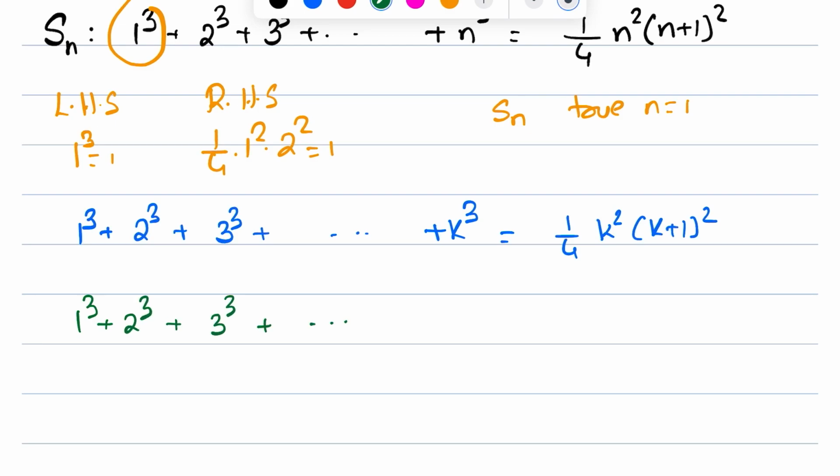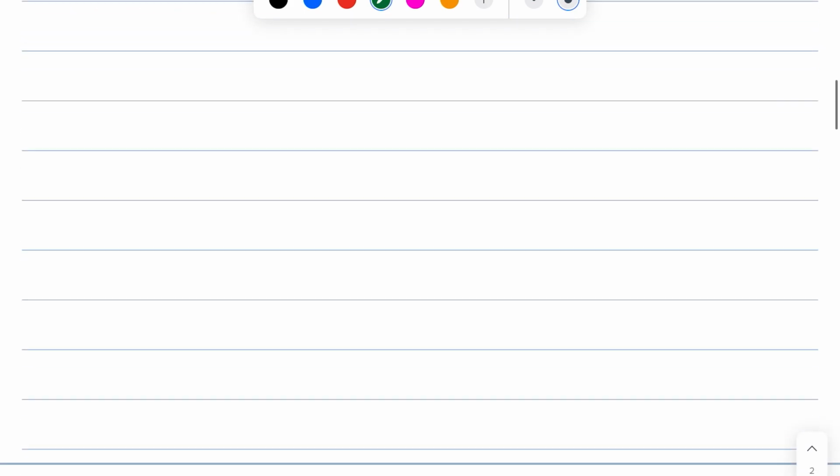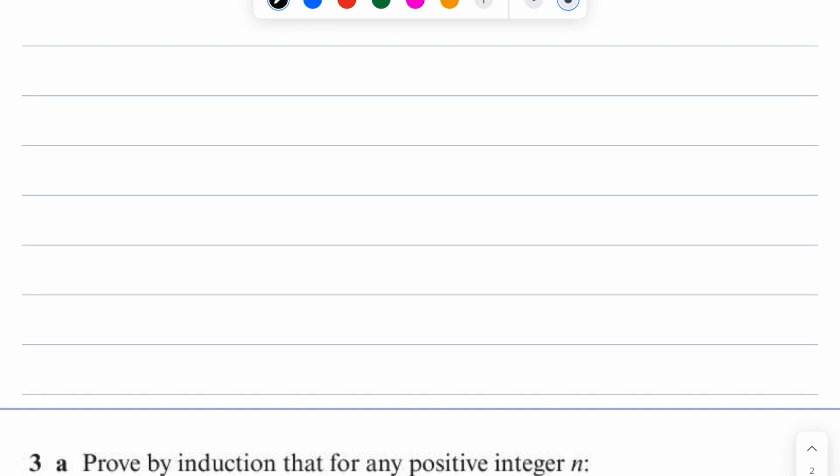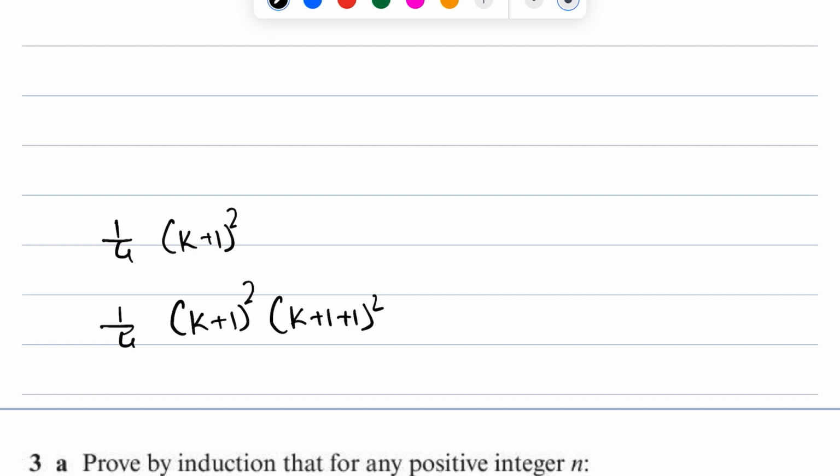So till k plus 1 whole cube. What should be my answer? Plug in k plus 1 in the right hand side formula also. So I write it out over there: 1 upon 4 times k plus 1 whole square times k plus 1 plus 1 whole square. So my answer should be 1 upon 4 times k plus 1 whole square times k plus 2 whole square. This should be my answer.